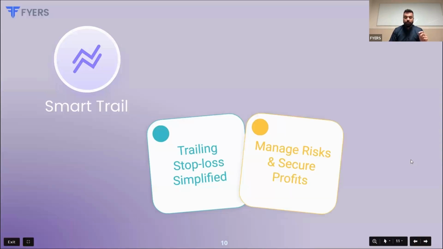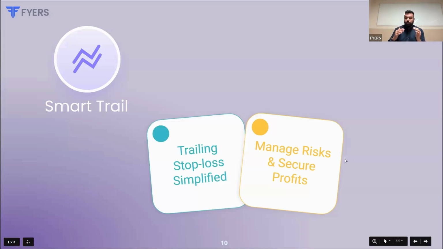So how is trailing stop loss simplified? Here, this automates your trailing stop loss by adjusting your stop as the market moves in your favor. This means you don't have to manually go and update any of your stop losses, but it makes it easier to protect your gains. The second is you are managing your risks and securing your profits.